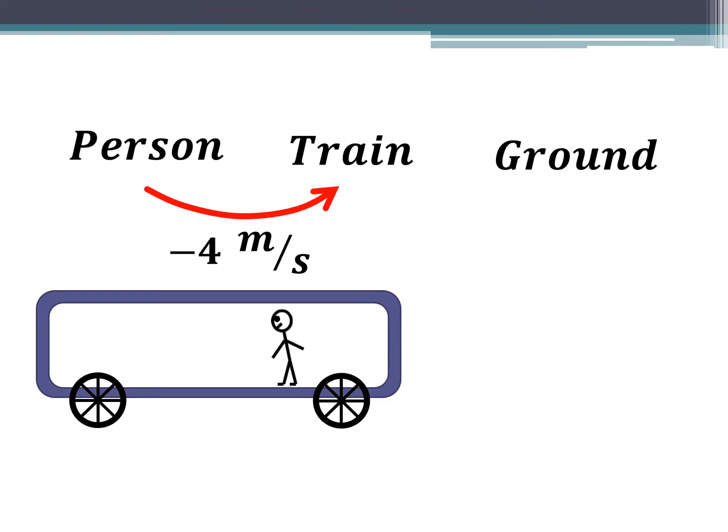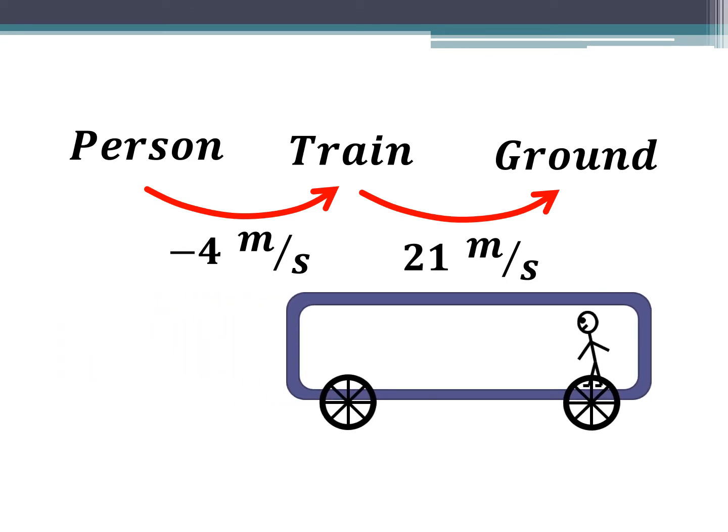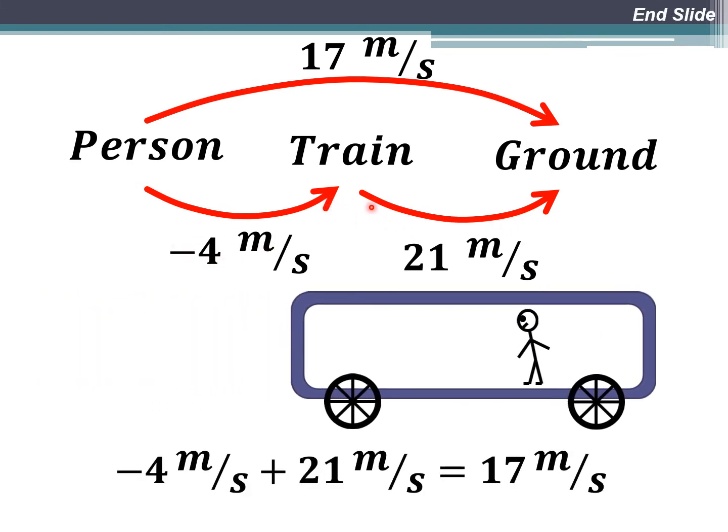So with this example, you see that the person's actually going to be moving in the opposite direction of negative 4 meters per second relative to the train. And then the train is still moving at 21 meters per second relative to the ground. So to figure out the velocity of the person relative to the ground, you would take their velocity relative to the train and then the velocity of the train relative to the ground.